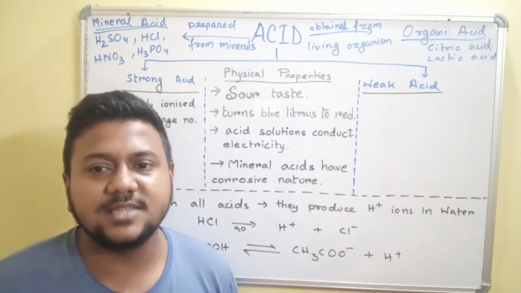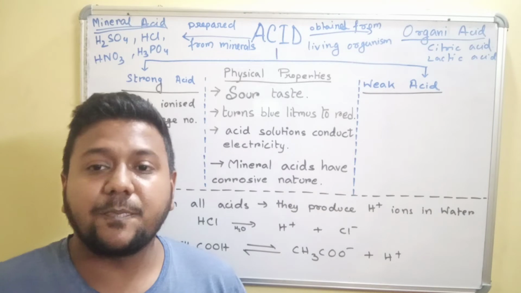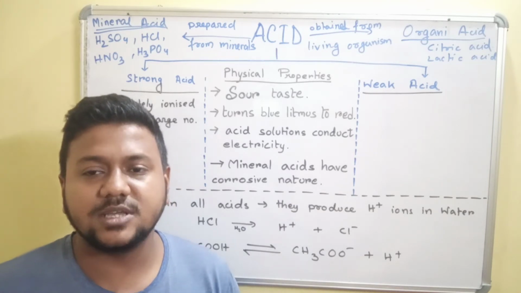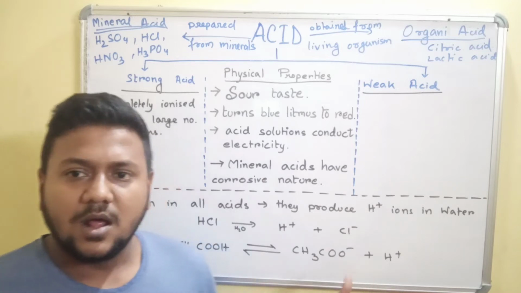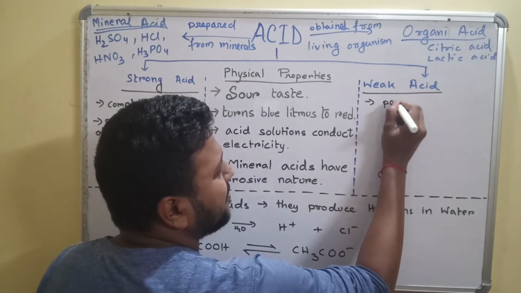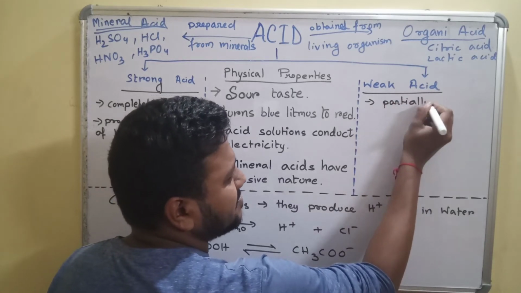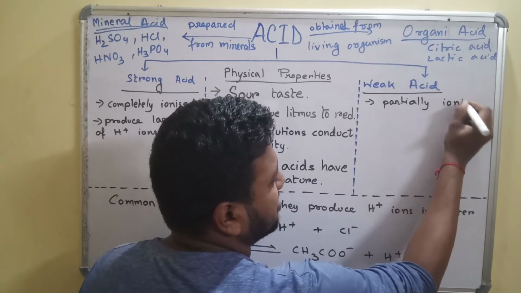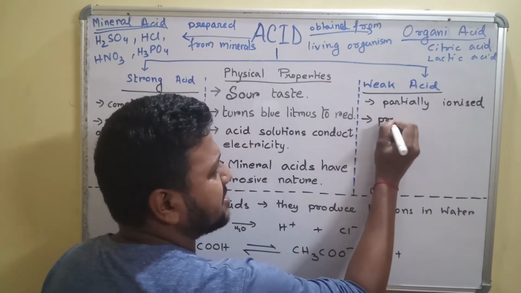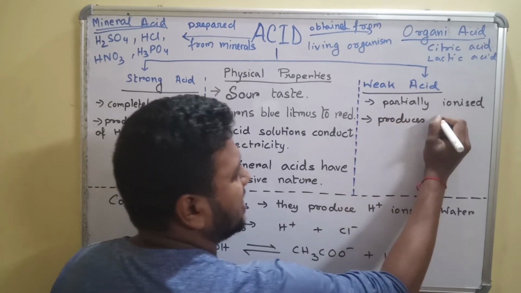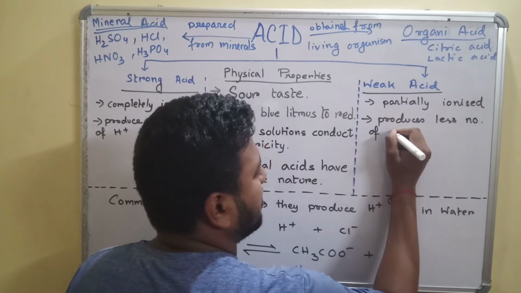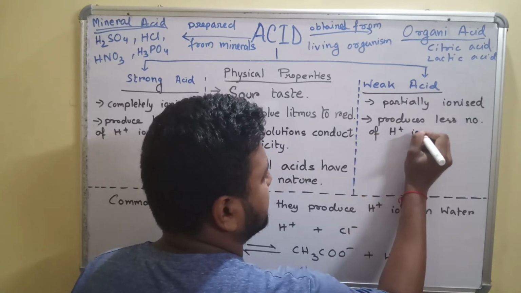So hence we can say that a weak acid is partially ionized, or not completely ionized, and produces a smaller number of hydrogen ions. So here we will write: weak acids are partially ionized, whereas they produce fewer H+ ions.